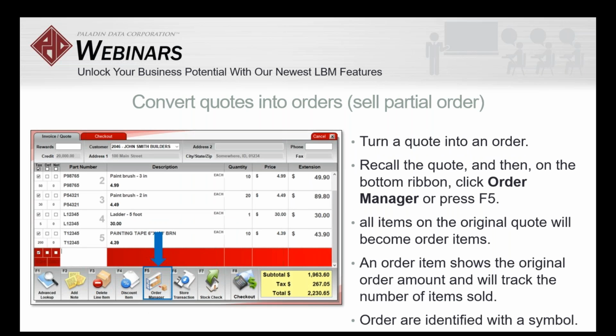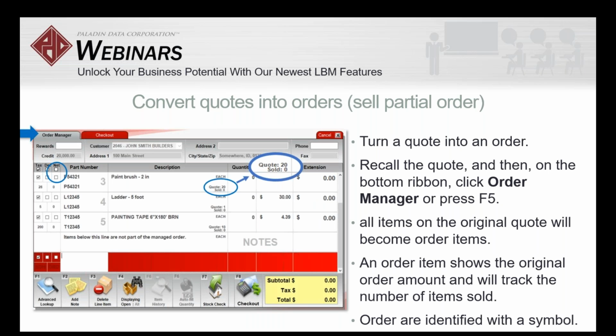All right, so part of that feature is converting quotes into orders. So what does that mean? Well, you just bring up a quote. When you bring up a store quote, there's a new button, F5, says Order Manager. If you press that Order Manager button or press F5, it will lock this quote in, and there'll be two lines now: what was quoted and what was sold. Now you can continually bring up this stored quote or order, and you can sell it down.